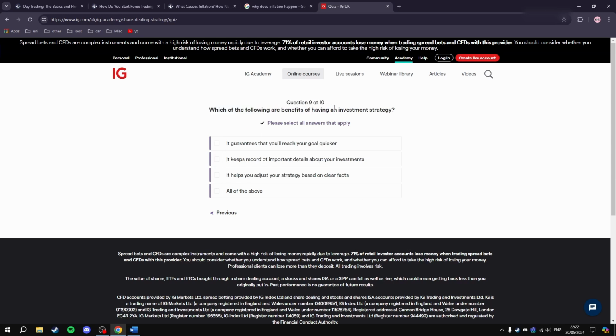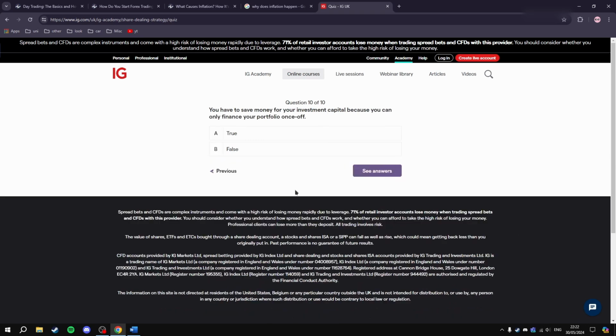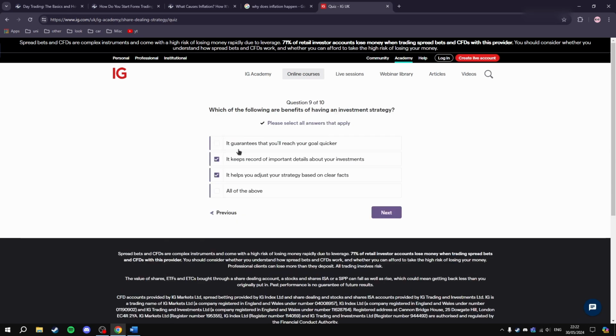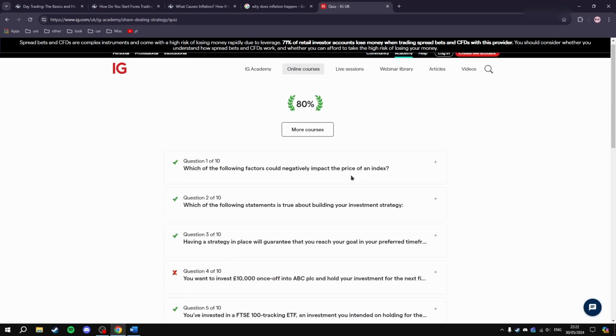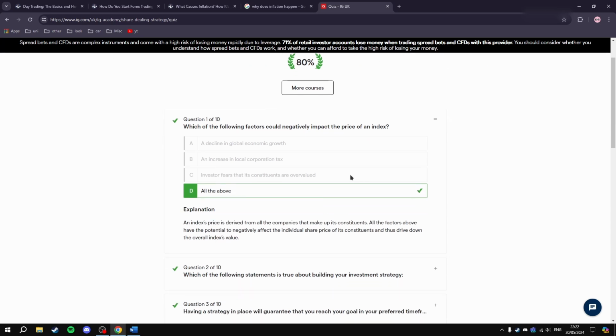Which of the following benefits of having an investment strategy? Keeps a record of important details about investments, helps you adjust your strategy based on clear facts. No, it doesn't guarantee you'll reach your goal quicker. You have to save money for your investment capital because you can only finance your portfolio once off. False, so you can gradually trickle it in. 80%. Oof. An index's price is derived from all the companies that make up its constituents. All the factors above have the potential to negatively affect the individual share price of its constituents and thus drive down the overall index's value.